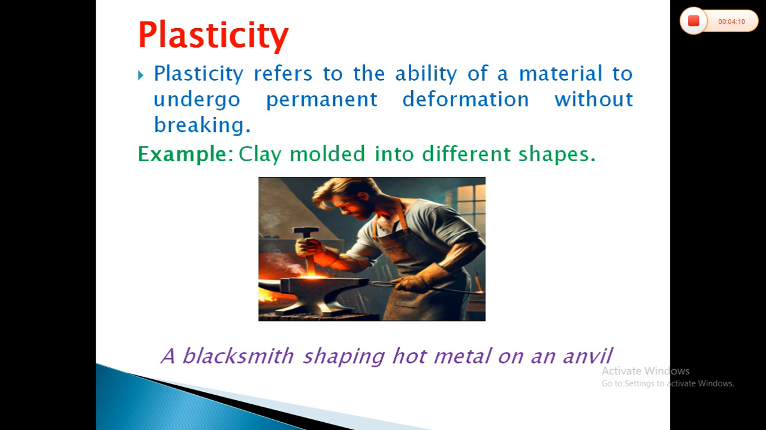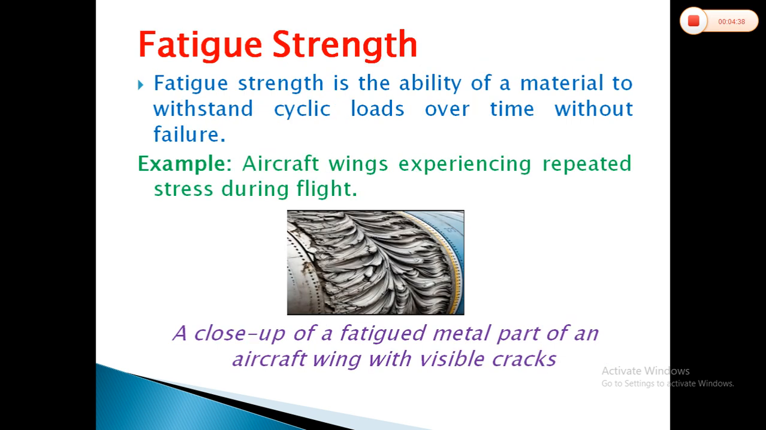Next one is the plasticity. It refers to the ability of a material to undergo permanent deformation without breaking. Example, clay molded into different shapes. The figure shows the blacksmith shaping hard metal on an anvil. The material is permanently changed to another dimension. The original dimension is transformed to another dimension. It's called plasticity.